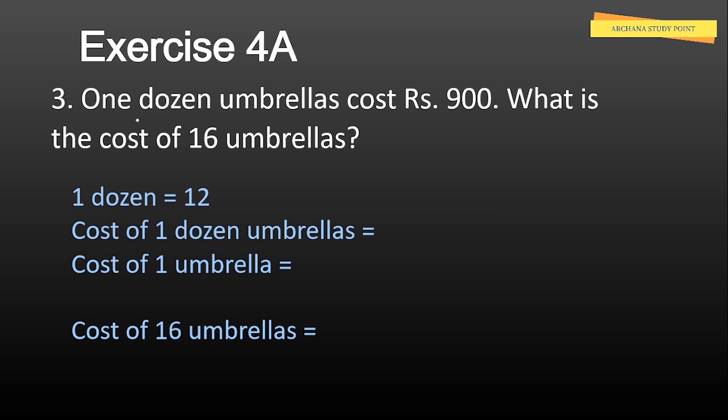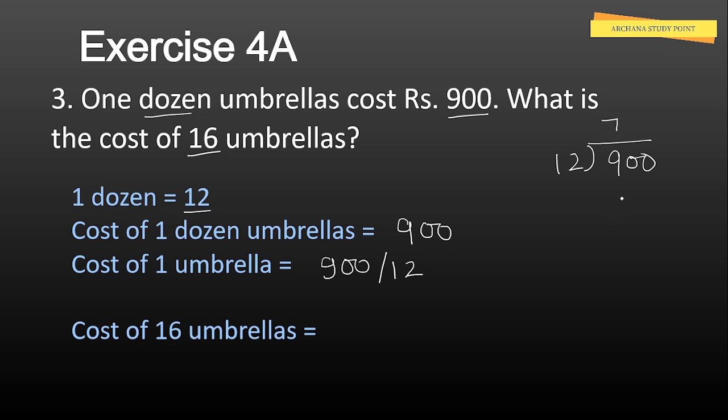Question number 3. Question says 1 dozen umbrellas cost rupees 900. What is the cost of 16 umbrellas? As we already know, 1 dozen means 12. So cost of 1 dozen umbrellas means cost of 12 umbrellas. Cost of 1 dozen umbrellas has been given as 900. We have to find out the cost of one umbrella. So for this, we will divide 900 with 12. Let's find out. 900 divided by 12. 12 5s are 60, 12 6s are 72, 12 7s are 84, which will leave us a remainder of 6 and 12 5s are 60. So cost of one umbrella is 75.